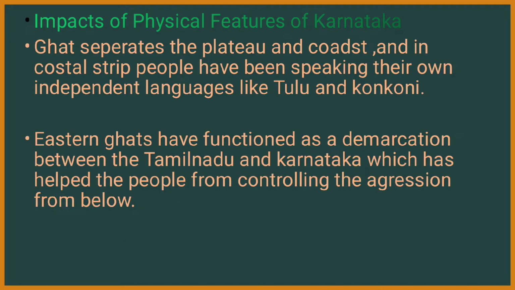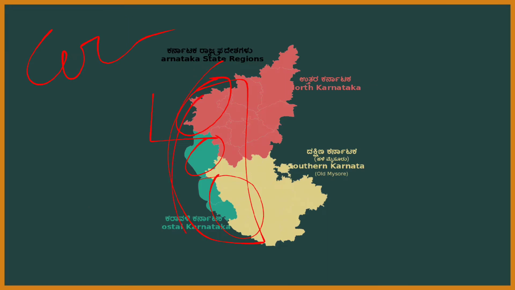Impacts, what are the impacts of these physical features that we have seen recently? The ghats, that is Eastern Ghats as well as Western Ghats, separate the plateau and the coast. The plateau and the coast are separated by the Western Ghats region, and in the coastal strip people have been speaking their own independent languages like Tulu and Konkani. In this coastal region, Tulu and Konkani are mostly spoken, whereas in some parts Kannada is also spoken. That means the people speak Kannada as well as Tulu and Konkani.